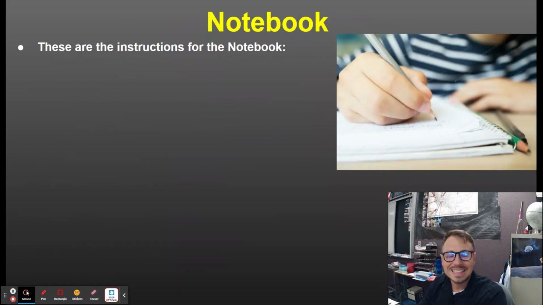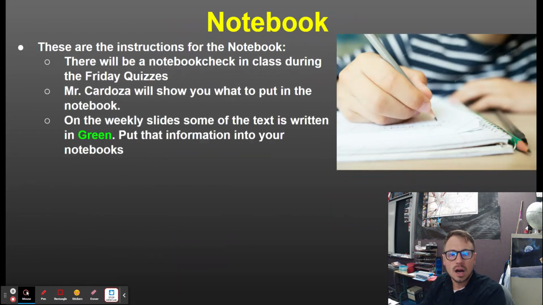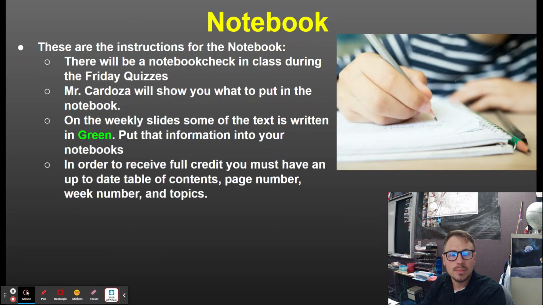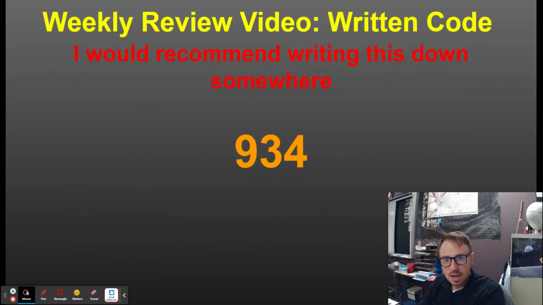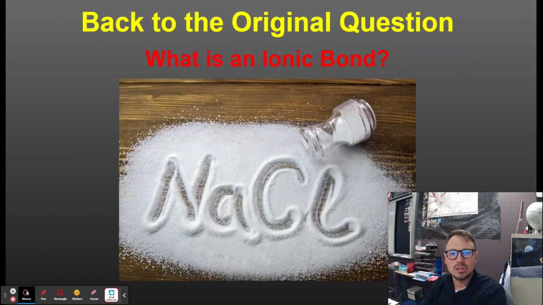So when you're looking at these slides or looking at this video, just write what is in green. Put that information in your notebook. That's like the big ideas, and you can sort of bullet these ideas. So this is the weekly review video, the written code. I would recommend writing this down somewhere.